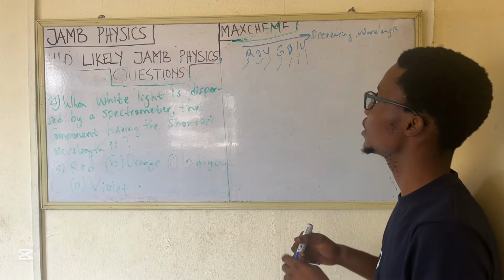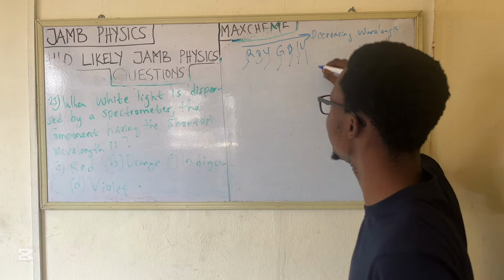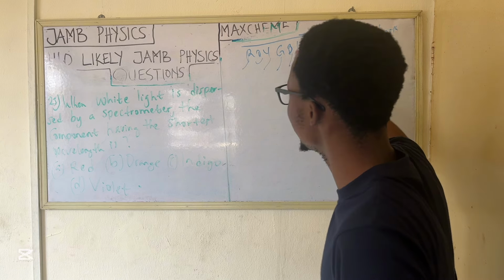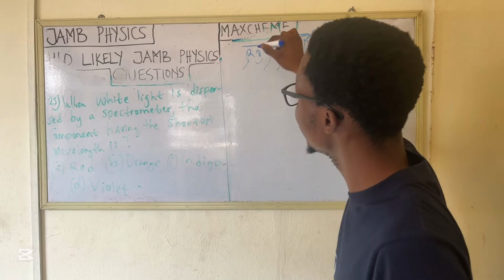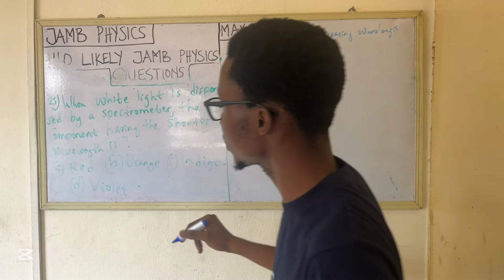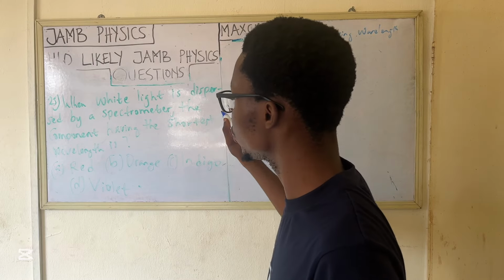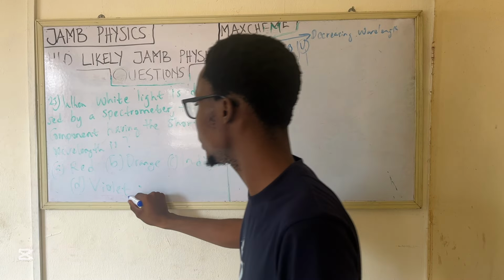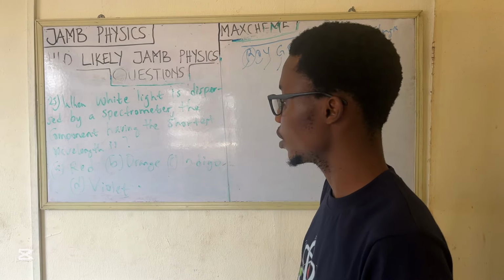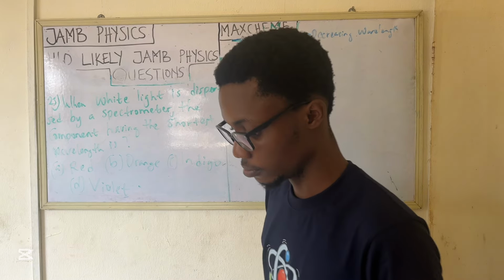So in this case, the one with the shortest wavelength here is what? Violet, and the one with the highest wavelength is red. So in this case, we are asked for what? The one with the shortest wavelength, which is violet in this case. So the correct option is D.